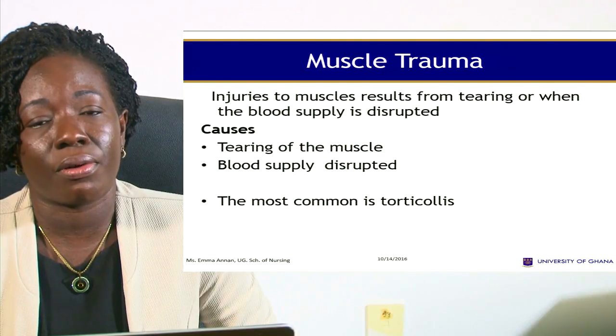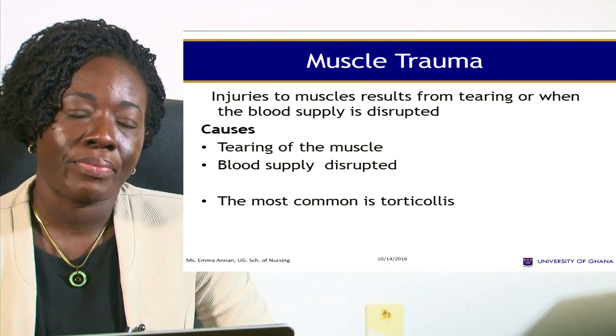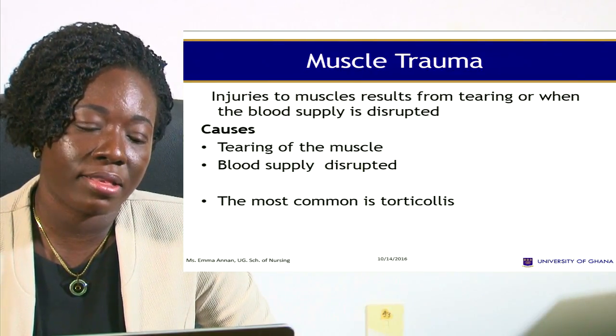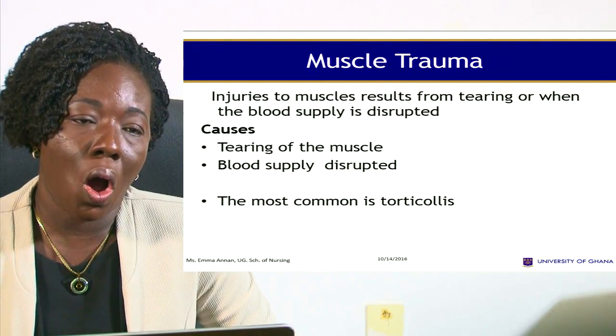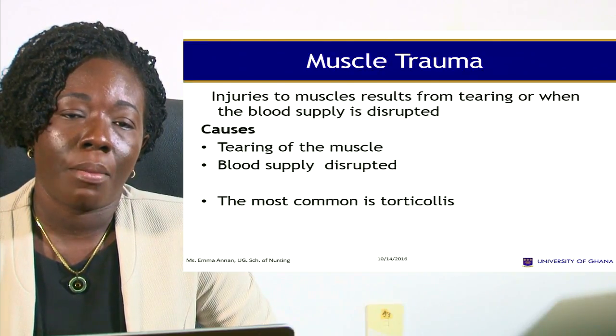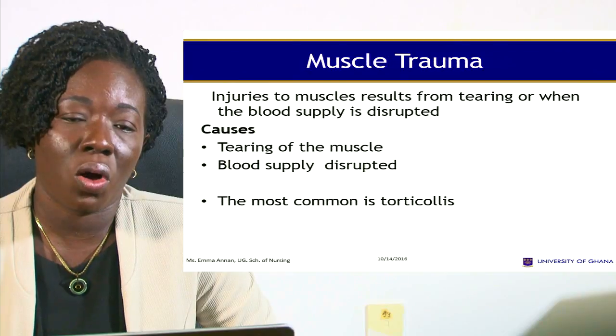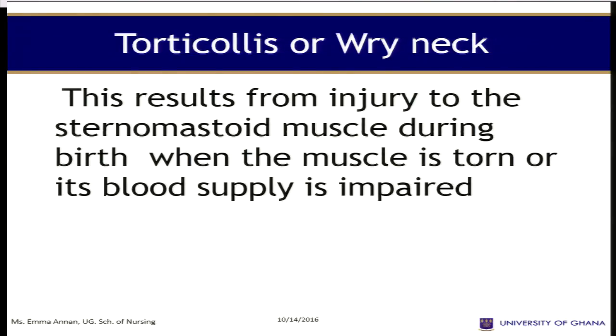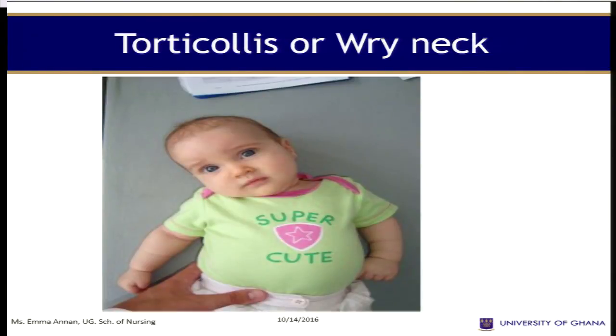Injuries to the muscle result from tearing or when the blood supply is disrupted. And the most common muscle trauma is torticollis. So let's look at torticollis or wry neck. This results from injury to the sternocleidomastoid muscle during birth, when the muscle is torn or its blood supply is impaired. So this is an image of a baby with torticollis or wry neck.